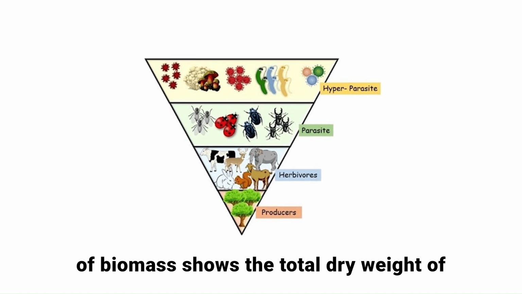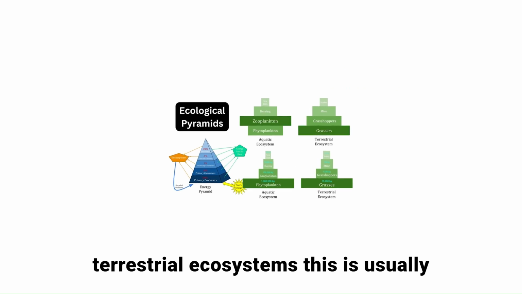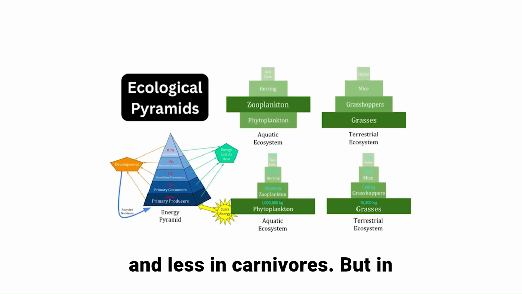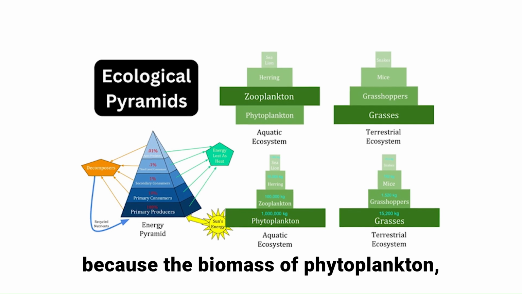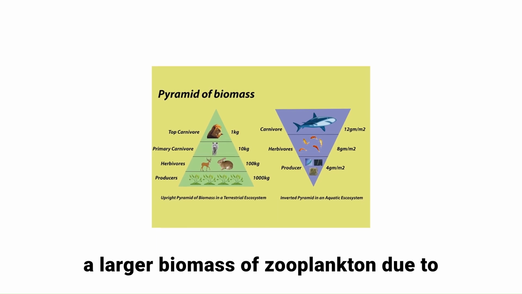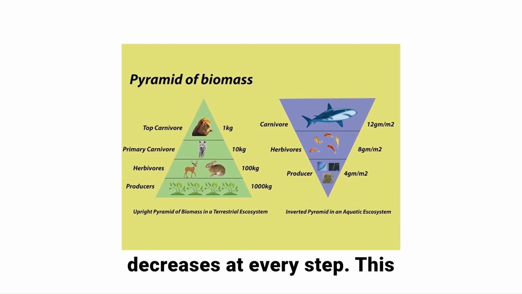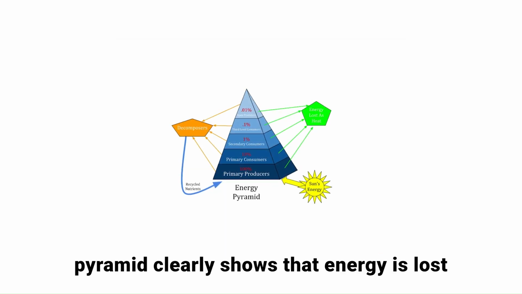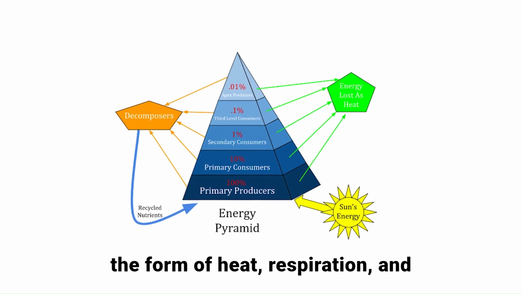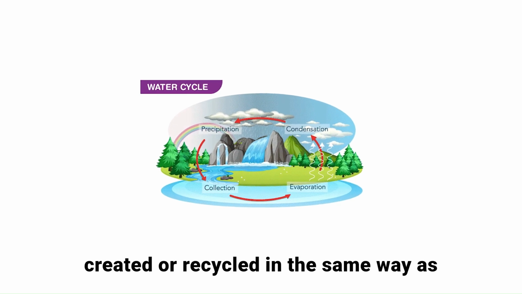The pyramid of biomass shows the total dry weight of all organisms at each level. In terrestrial ecosystems, this is usually upright, with large biomass in producers and less in carnivores. But in aquatic ecosystems, it can be inverted because the biomass of phytoplankton, though small at any given time, supports a larger biomass of zooplankton due to their rapid turnover. The pyramid of energy is always upright, because energy decreases at every step. This pyramid clearly shows that energy is lost as it moves up the food chain, mostly in the form of heat, respiration, and excretion. No energy pyramid is ever inverted, because energy cannot be created or recycled in the same way as nutrients.